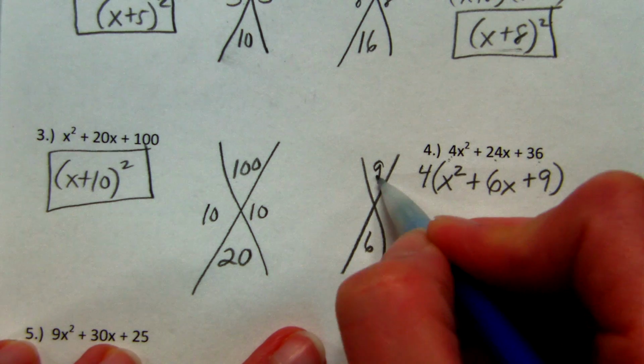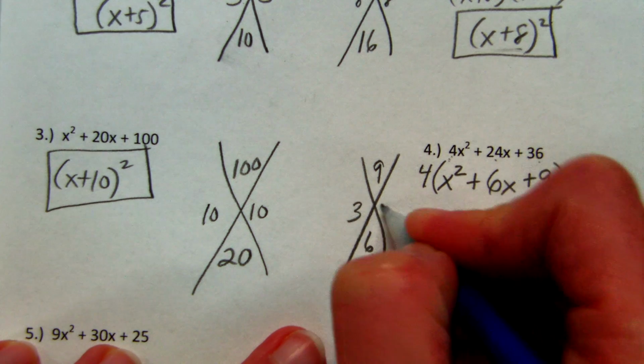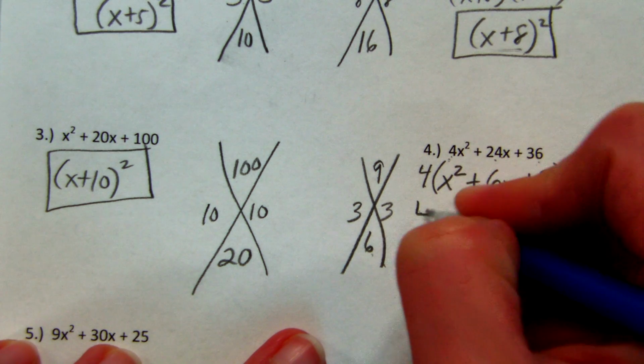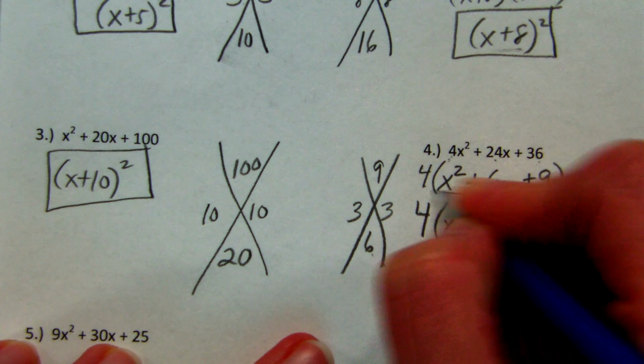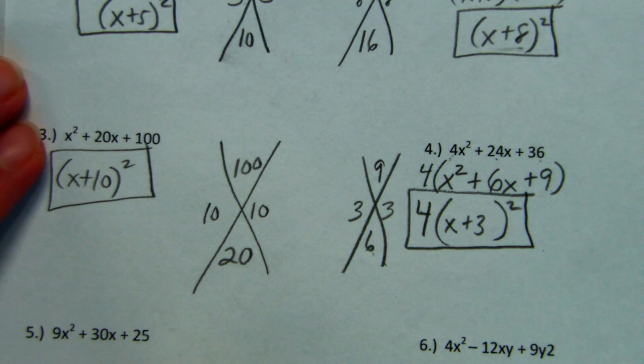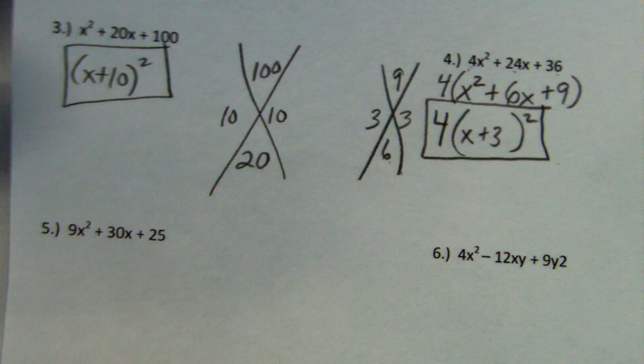So it multiplies to make 9 and adds to make 6. So 3 and 3. So these are the ones that you keep the 4 in front, and then we can just write x plus 3 squared. And that would be the answer. That's pretty fun. Okay, good.